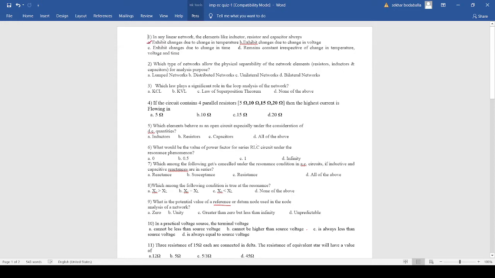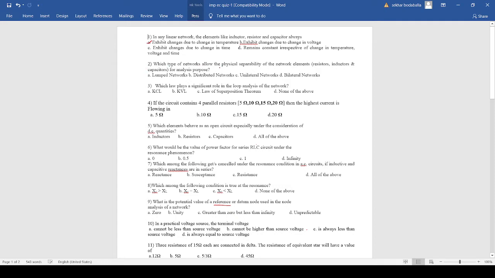Okay, if temperature changes, so the inductor, resistor, and capacitor values will change in any linear network. All these three elements are linear elements, so that's why they exhibit changes due to change in the temperature. So option A is the correct for question number 1. Now let us go to question number 2.